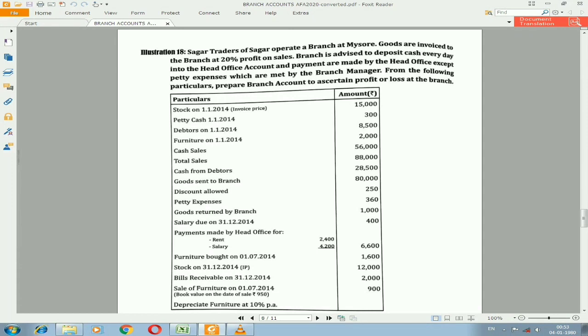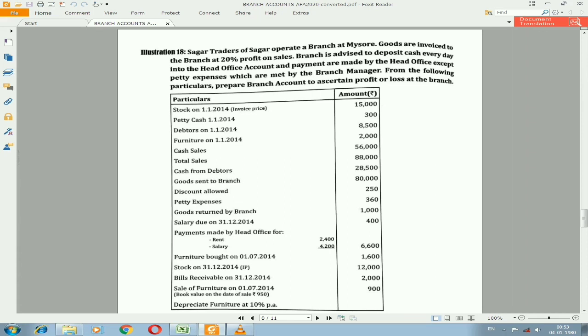Sagar Traders of Sagar operate a branch at Mysore. Goods are invoiced to the branch at 20% profit on sales. You are supposed to take 20 divided by 100. The branch is advised to deposit cash every day into the head office account, and payments are made by the head office except petty expenses, which are met by the branch manager.